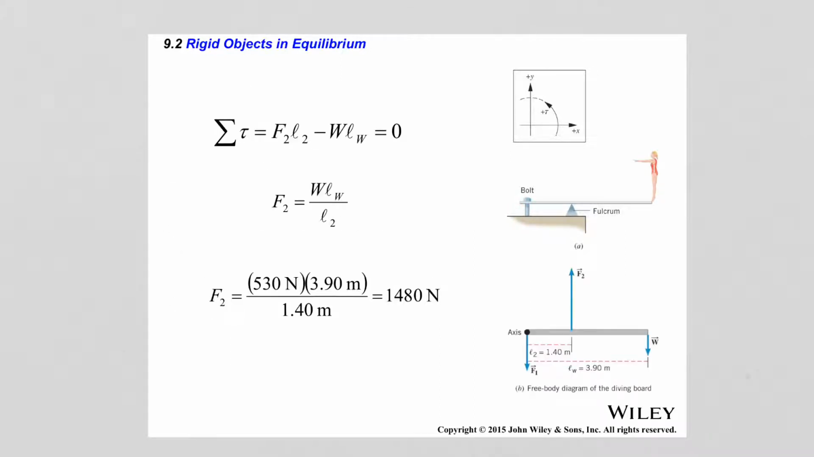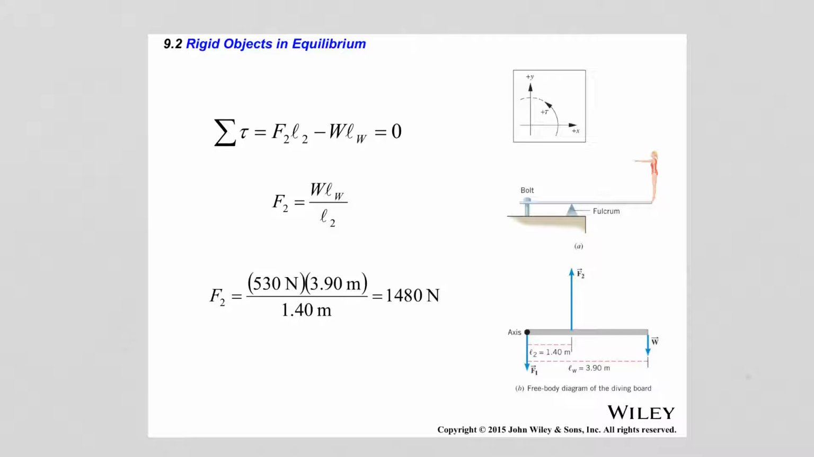So here is the free body diagram of the board. This is the weight of the woman pointing straight down. The reaction on the board from the fulcrum, F2, points up, and then F1 is the reaction of the bolt to the board. The reaction of the bolt is pointing straight down.